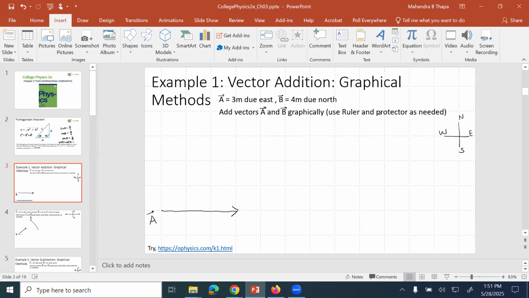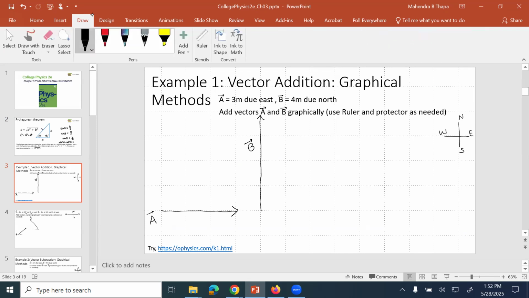due east. My vector B is 4 meter due north. Say, for example, I start this 1, 2, 3, 4. So this is 4 meter due north. This is my vector B. My goal is to add these vectors A and B. Okay. So I'm going to use the rule of head and tail. So I will pick one vector. So I'm picking the vector A for that.